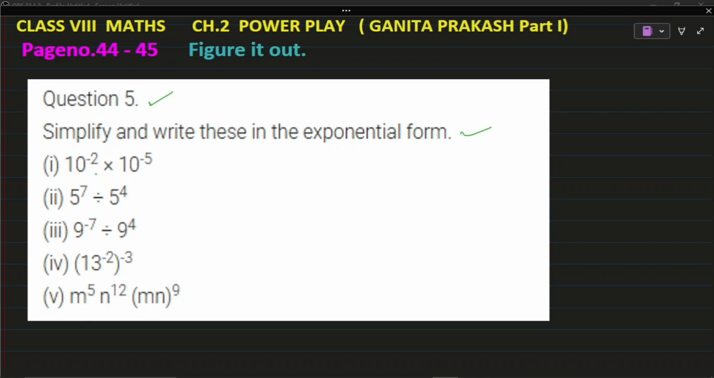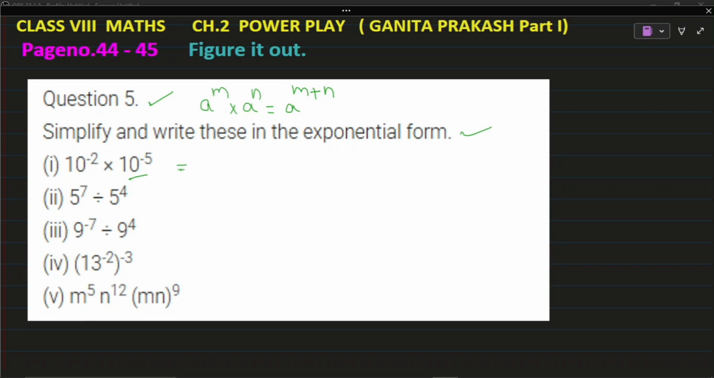So here the first question, 10 raised to minus 2 multiplied with 10 raised to minus 5. And here you can see exponential numbers are given. Both the numbers are exponential numbers with a multiplication sign. So multiplication of exponential numbers we will do using the property a raised to m multiplied with a raised to n is a raised to m plus n. That is, for multiplication, add the powers.